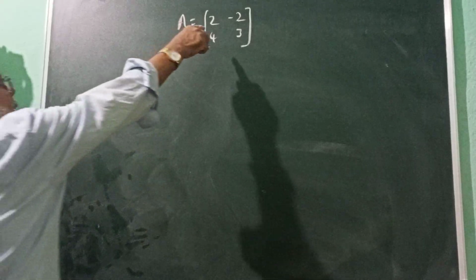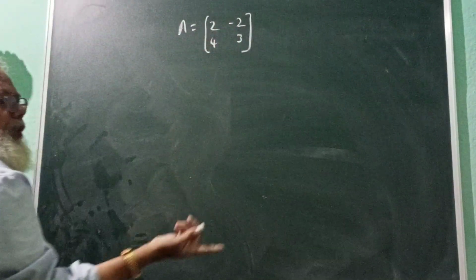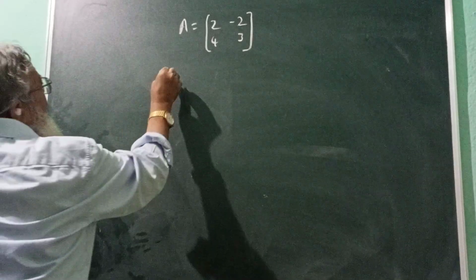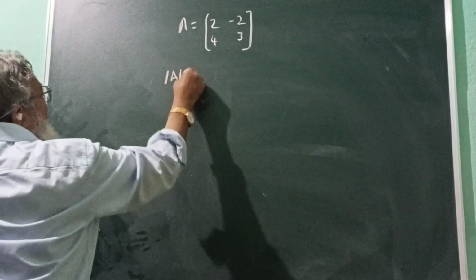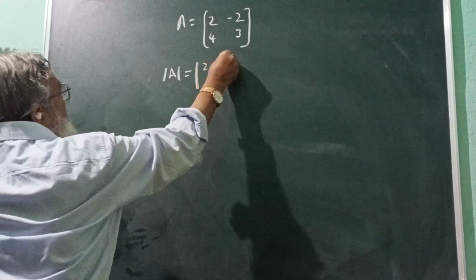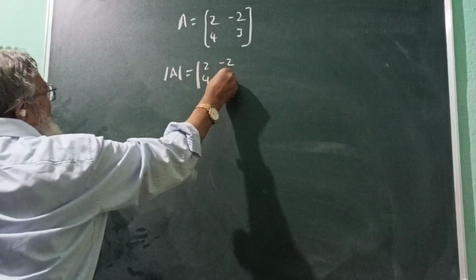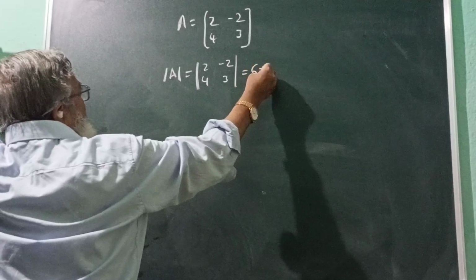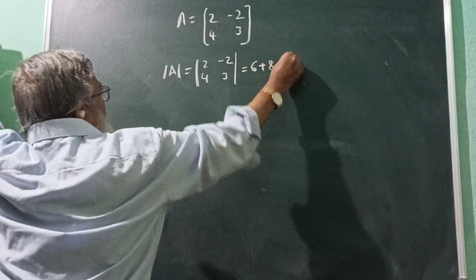So that's why 6 minus 8 cannot be 0. First, let us find the value of the determinant. We convert it into a determinant. That is 6 minus of minus 8, that is 14.